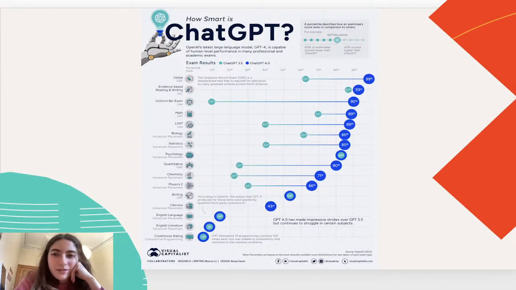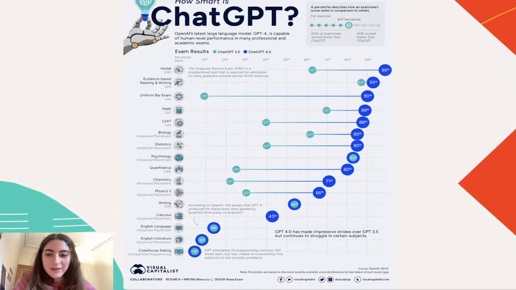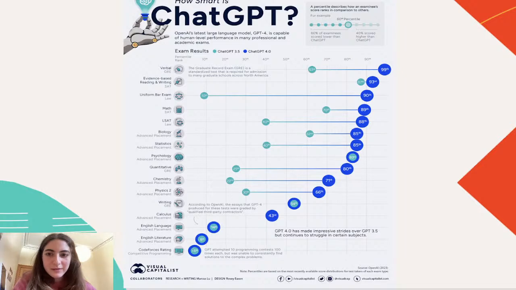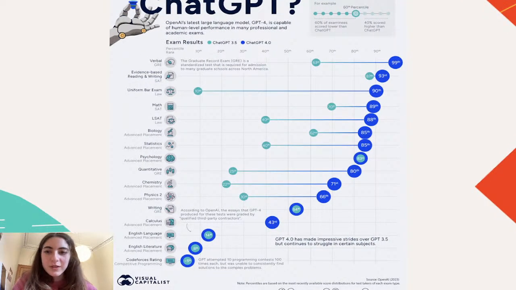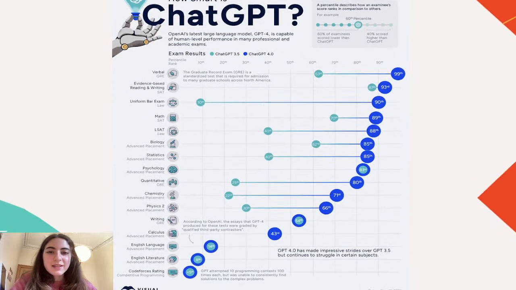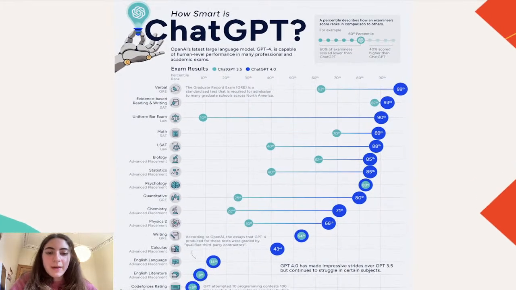Now, I fear that's not going to be very easy to read. Let me see if I can zoom in. Does that work? Oh, I'm not sure how clear that is. Hopefully it's clearer on your screen than mine, but I'll just describe it in case you can't see it very well. So this is a graphic showing how smart is ChatGPT.